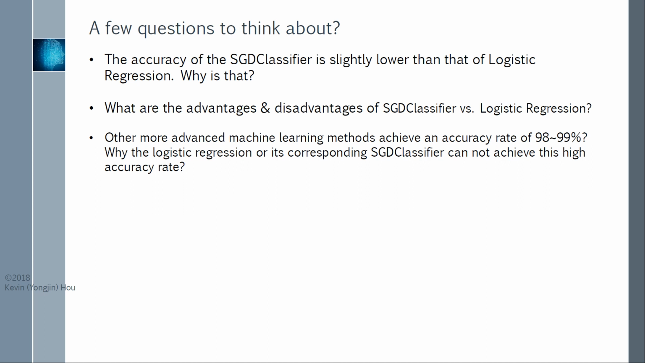So that's why other more advanced machine learning approaches can achieve a much better accuracy rate than the logistic regression we're doing today. Anyway, even with this very simple approach, we are having an accuracy rate of about 91%. That's not bad. Well, that's all for today's class.